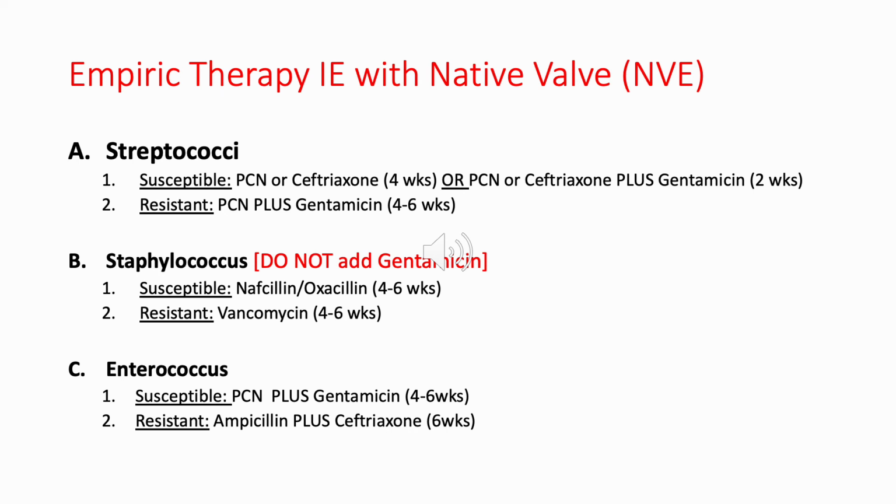And finally, with the Enterococcus susceptible, you're going to use penicillin plus gentamicin for 4 to 6 weeks. If resistant, so vancomycin-resistant Enterococcus, you can't use vancomycin. So in that case, we're going to use 2 beta-lactams, ampicillin plus high dose of ceftriaxone IV for 6 weeks.